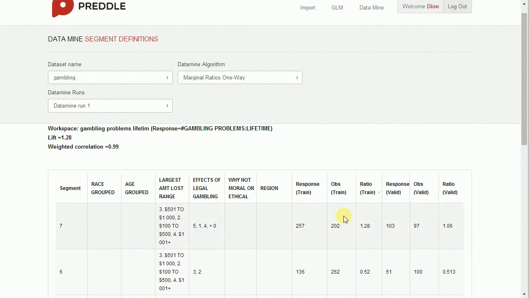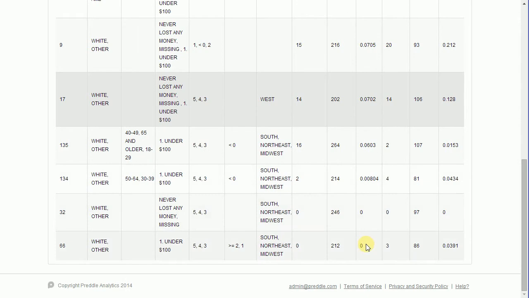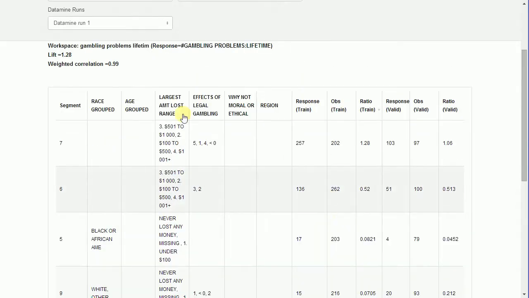Now, we measure how good this segmentation was by looking at a trade-off between what we call lift and correlation. Lift is the difference of the ratio between the top and bottom segments. In this case, it's 1.28 minus 0, which is simply 1.28, as shown up here. Now, we can improve the lift by reducing the minimum segment size and hence increasing the number of segments.